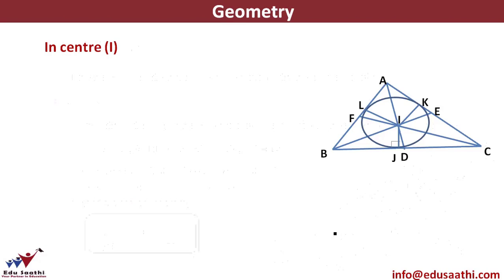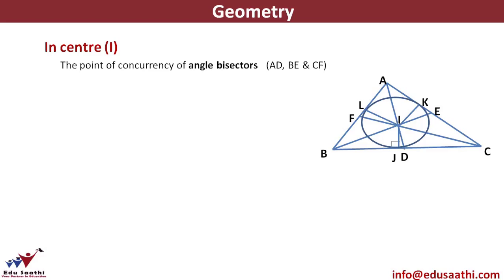In center, there are 3 angle bisectors that I can have to all the 3 angles of the triangle. All the angle bisectors are concurrent at a point which is known as in center. So in center is the point of concurrency of the 3 angle bisectors shown as in the figure, AD, BE and CF.